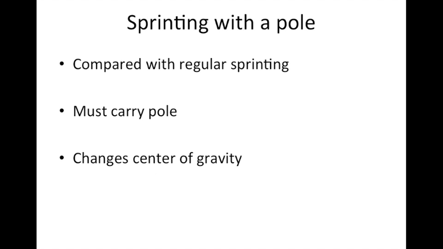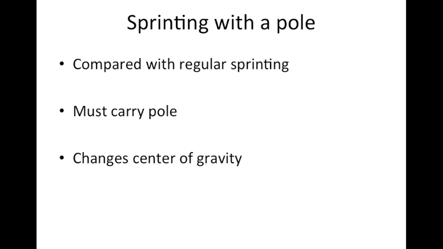The first part of the vault involves sprinting. Maximal horizontal velocity is the goal. It's similar to sprinting in the sense that stride rate and length are the key factors here. The big difference is that carrying a pole is rather difficult. The pole itself will change the vaulter's center of gravity and can also lead to less recovery time during the swing phase of gait, earlier foot strike, and then restricted arm swing will cause less efficient running.